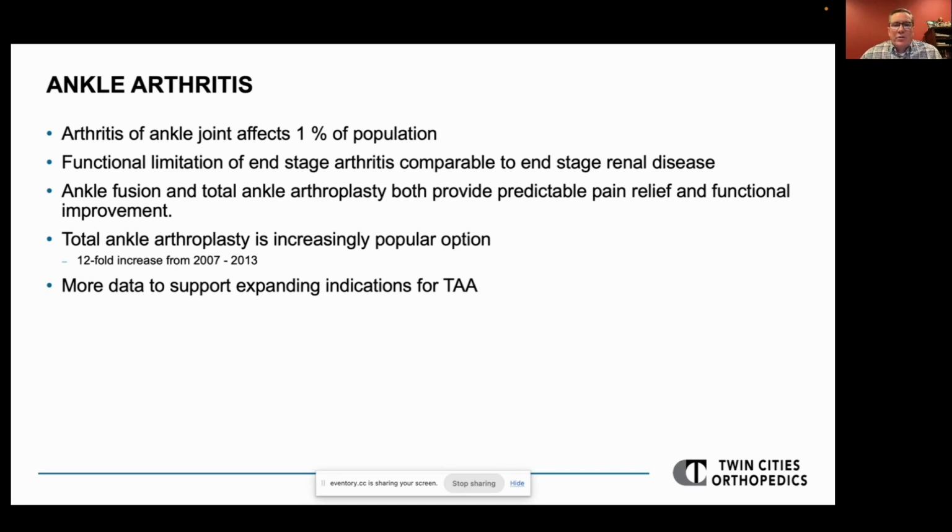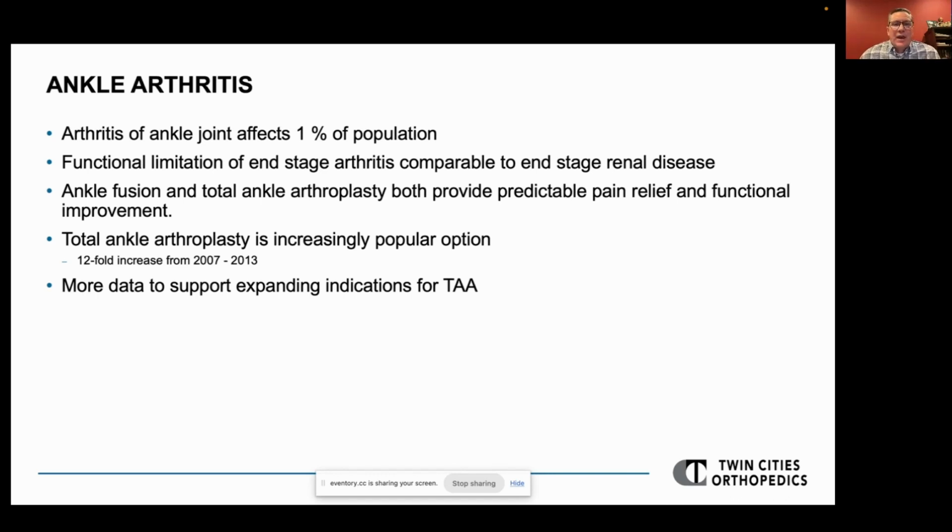Ankle fusion and total ankle arthroplasty are both predictable pain relievers and can provide predictable functional improvement in folks with end-stage ankle arthritis. And one of the discussions I had with Art often as a fellow, as we were talking about this change in generation of ankle arthroplasty implants, Art would tell me all the time, we've got to be able to do better than fusions. Ankle fusion is a good operation. Those of us who treat this still do a lot of ankle fusions. And ankle fusion can provide predictable pain relief.